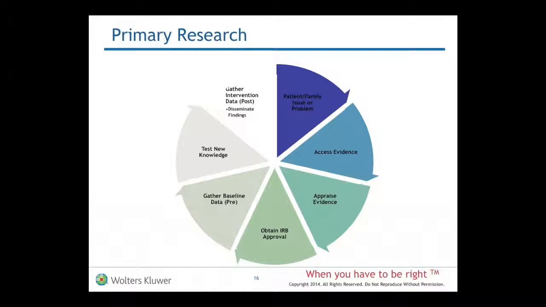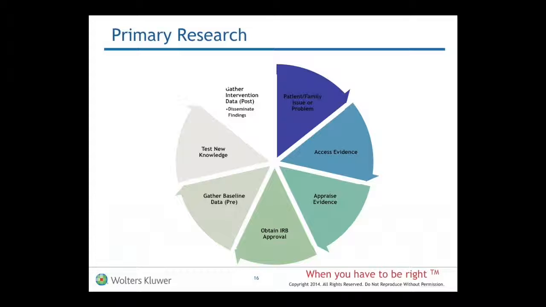You'll see here on this workflow, again, that part of the workflow is the same. The patient-family issue or problem drives you to go to the evidence, and you need to appraise that evidence. But now you need to obtain IRB approval. Even if you're doing it on dogs, as in a wet lab, before it even gets to humans, there are animal IRB processes that you need to go through. Then you gather your baseline, test your new knowledge, and gather your intervention post data. Now, of course, I'm simplifying. There are many, many complicated crossover research designs, but for the sake of a workflow, it's a similar kind of workflow.